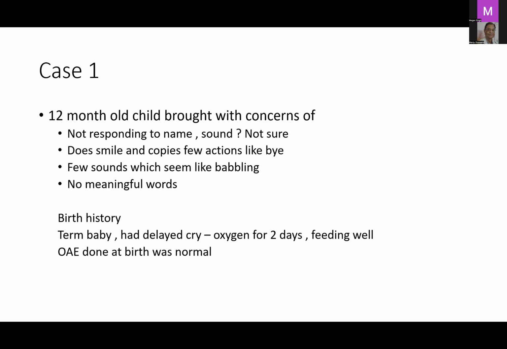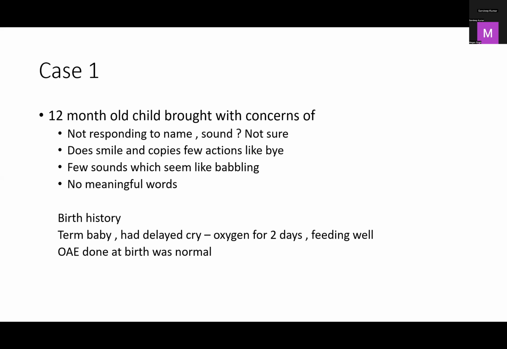This is a child who was 12 months old, brought with the concern that the child is not responding to name. Parents are not very sure whether the child is responding to certain sounds or not. The child does smile and interact with the parent, with some non-verbal communication. He also copies a few actions when the parent says, do this, or does a gesture, like bye-bye. The child does make a few sounds which may appear like babbling, but doesn't have any meaningful word as yet.